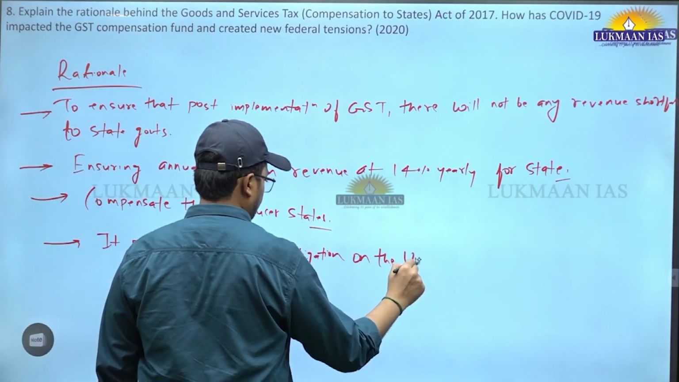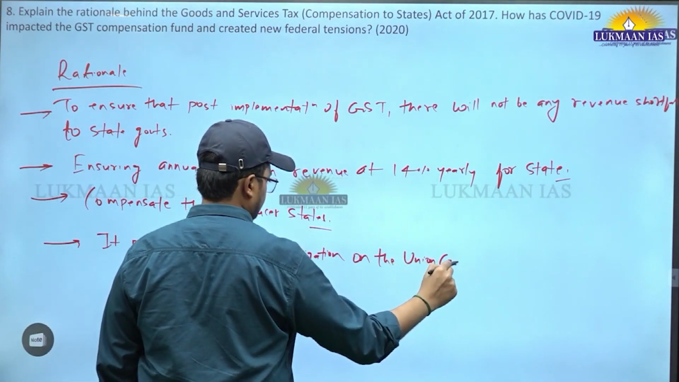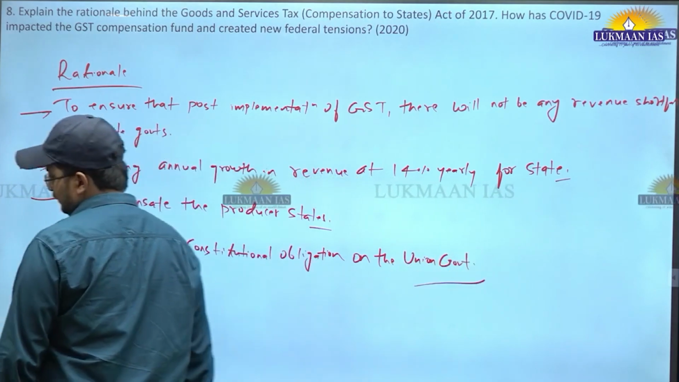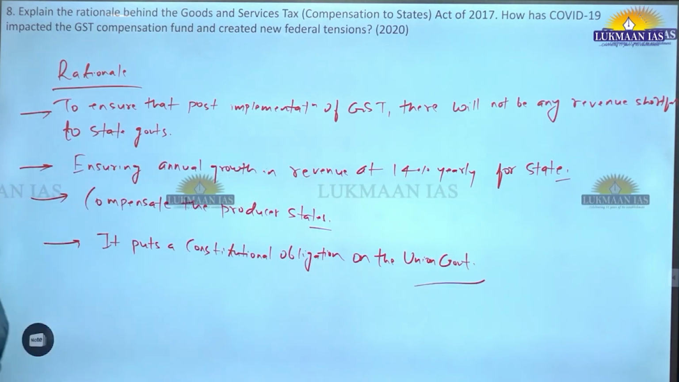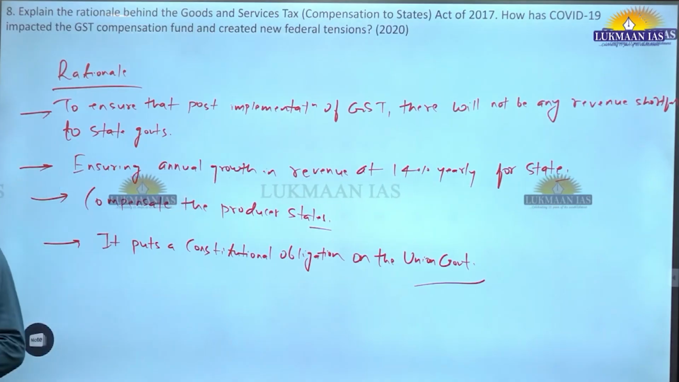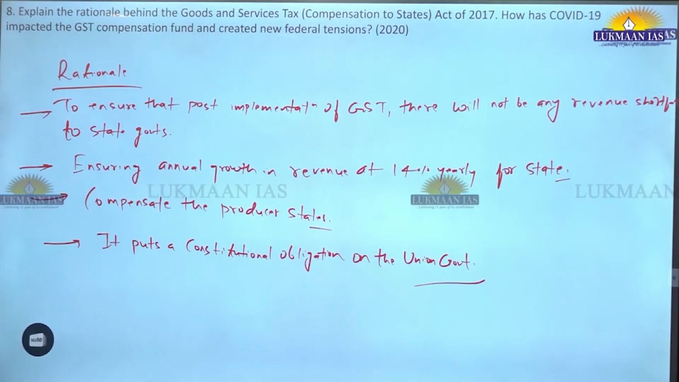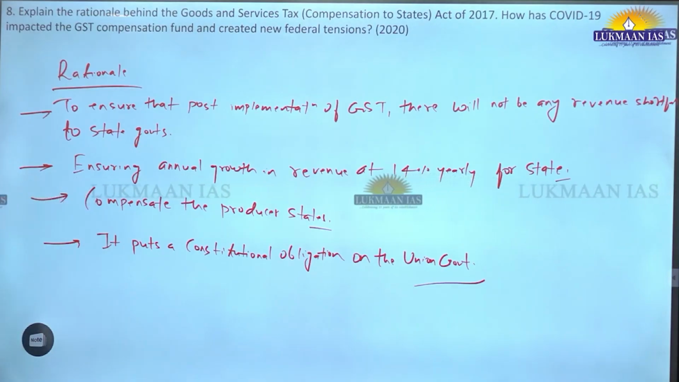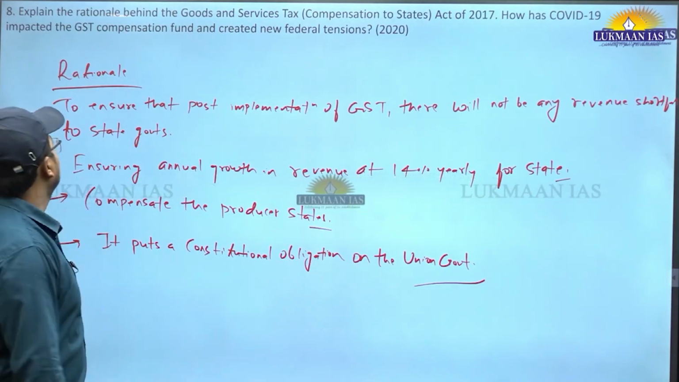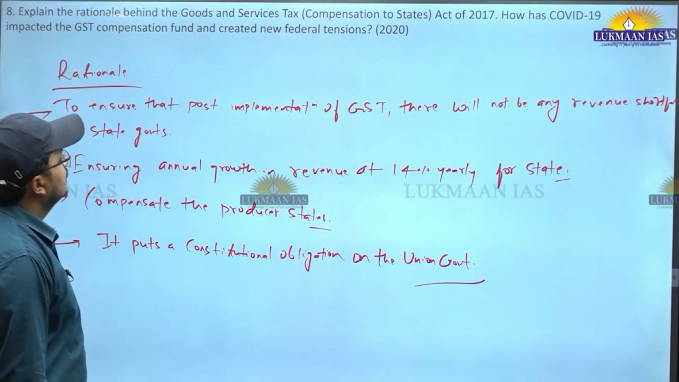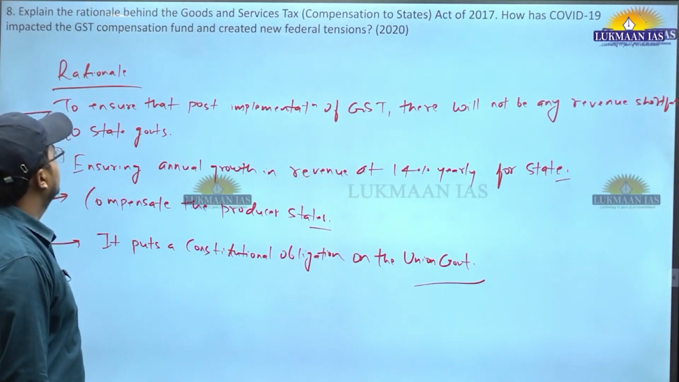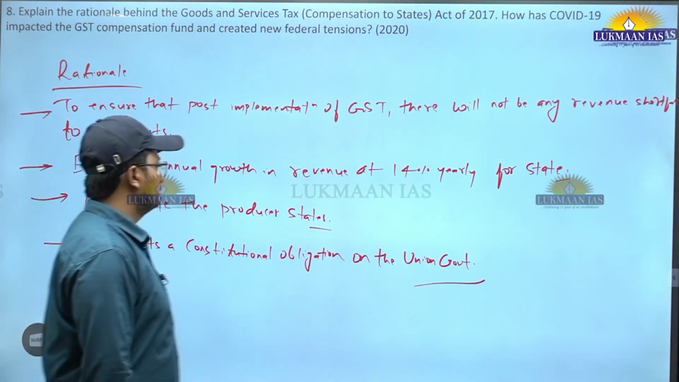On the union government. So the union government is under the constitutional obligation to ensure this money should flow to the state governments. Okay. So the question is how COVID has impacted the GST Compensation Fund.